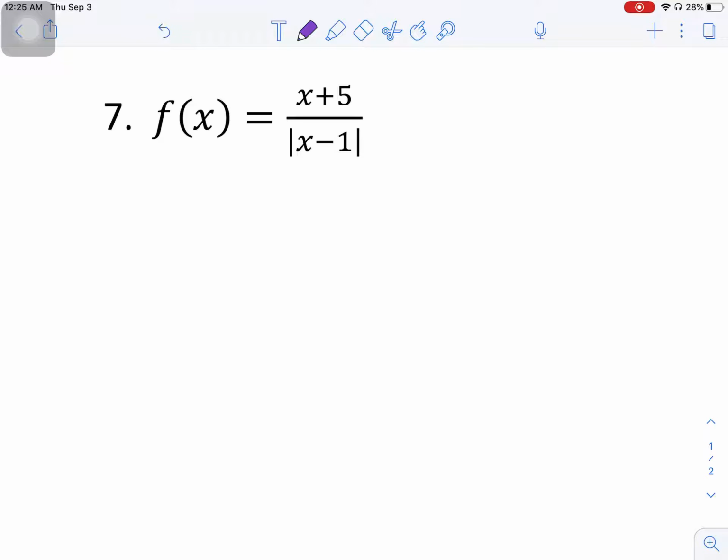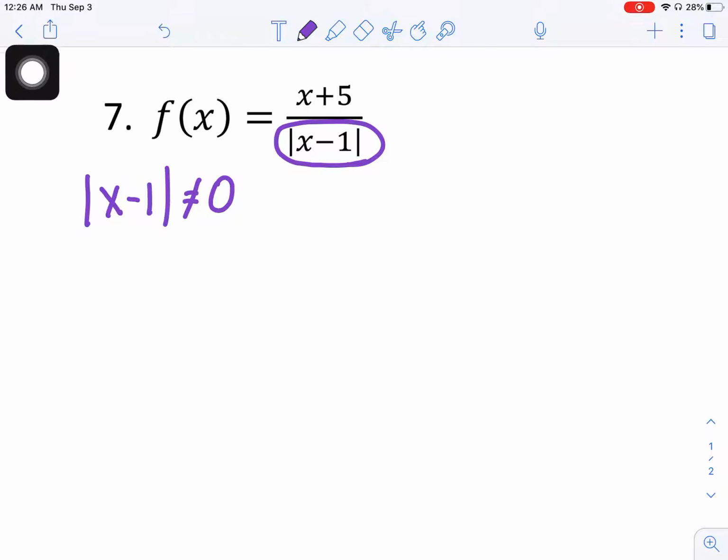In this video, I'm going to go through some more examples of how to find domain given a function equation. So example 7 here, we've got f of x is equal to the fraction x plus 5 over the absolute value of x minus 1. And things I want to focus on are basically just the denominator. There's no square roots in this problem, but there is a fraction, so the denominator causes me grief. And so what I want to talk about is the fact that this denominator cannot equal 0.